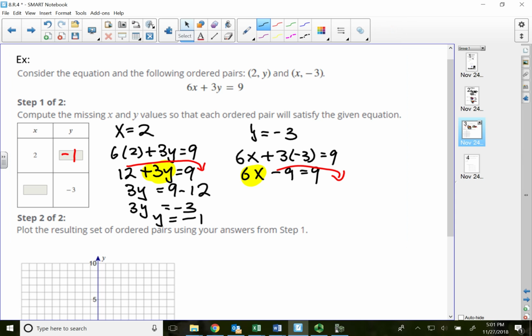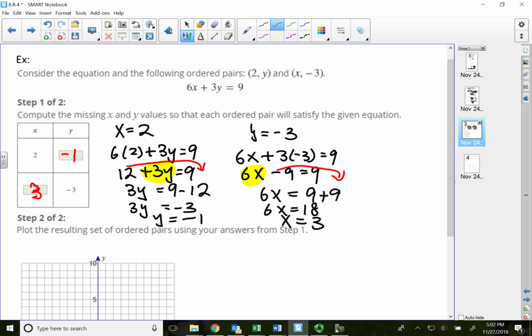So 6x equal to, this 9 is already here on the right, so still there. When -9 comes over, it becomes +9. So that will be 6x equal to 18. Divide both sides by the coefficient 6, my answer x equal to 3. So when y is -3, my x value will be +3.